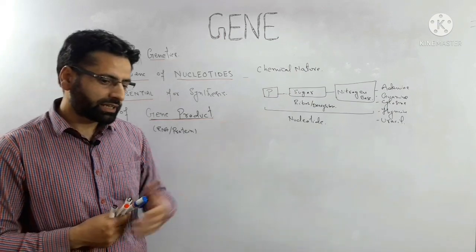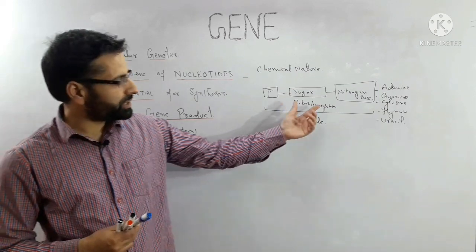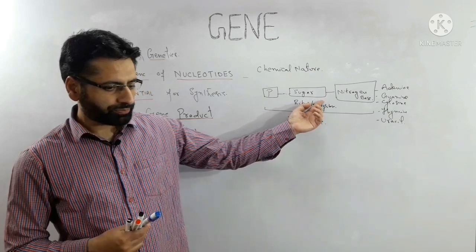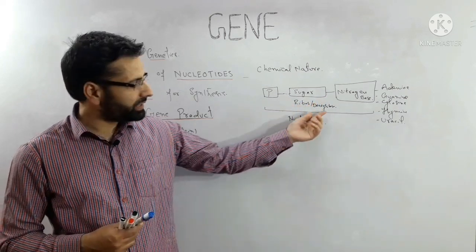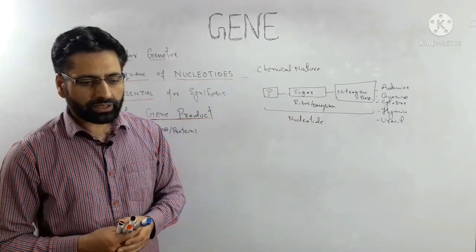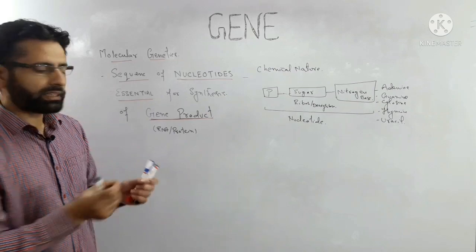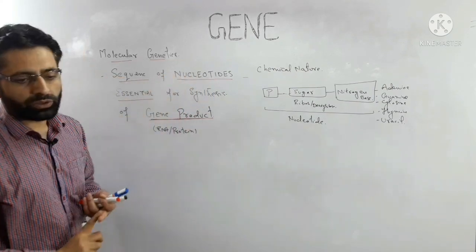One is called the RNA and another is called the DNA. This classification is based on the kind of sugar. If it is ribose sugar, then it is the RNA. If it is deoxyribose sugar, then it is the DNA. So basically, the gene is a sequence of nucleotides.